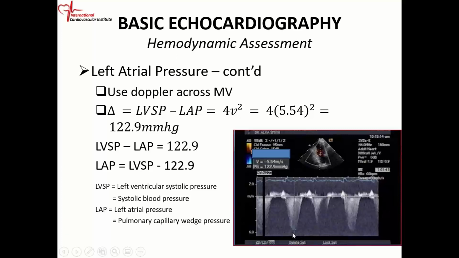It has a velocity. The peak velocity is right there. In this case, it's 5.54. So this is the velocity we're talking about, the MR velocity. So the pressure gradient, which is the difference between the LV systolic pressure and the left atrial pressure, is equal to 4V squared. If we substitute V in the formula, then we get 122.9 millimeters mercury. Rearrange the equation, then left atrial pressure is equal to the LV systolic pressure minus 122.9.